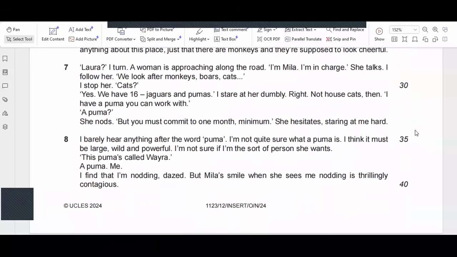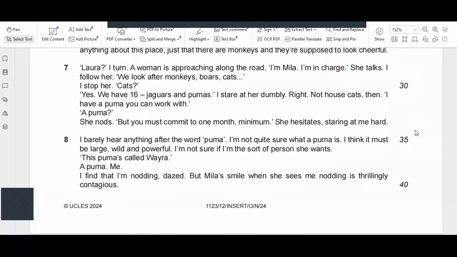Moving on to paragraph number 7, Laura: I turn. A woman is approaching along the road. I am Mila. I am in charge. She talks. I follow her. We look after monkeys, boars, cats. I stop her. Cats? Yes, we have 16 jaguars and pumas. I stare at her dumbly. Right. Not house cats. Then I have a puma you can walk with. A puma? She nods. But you must commit to 1 month minimum. She hesitates, staring at me hard.